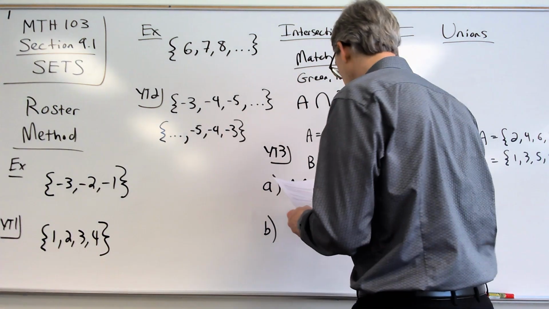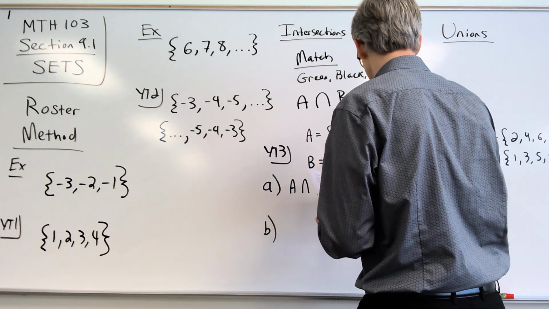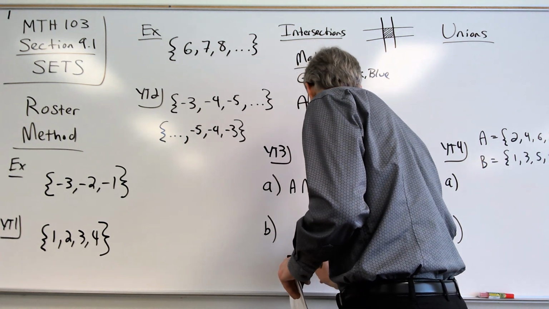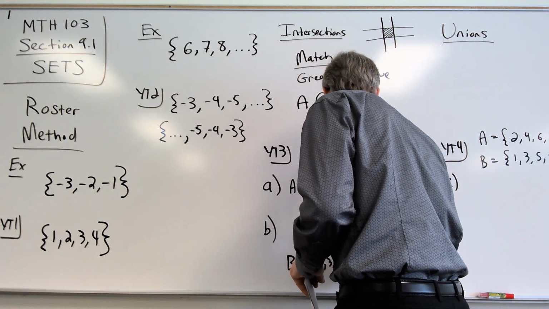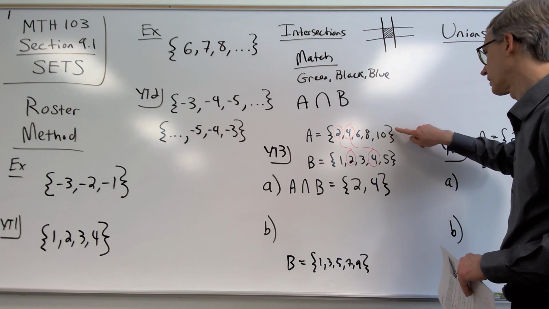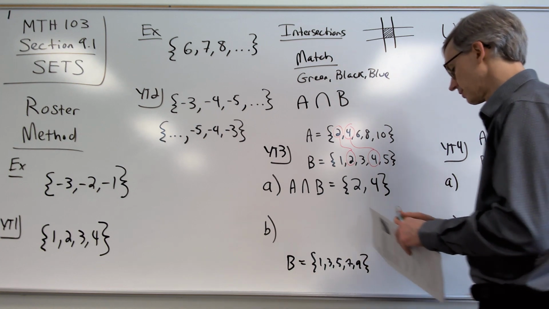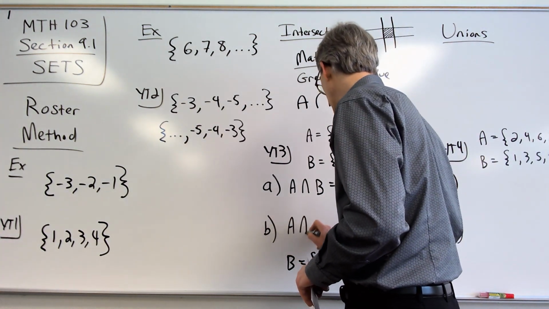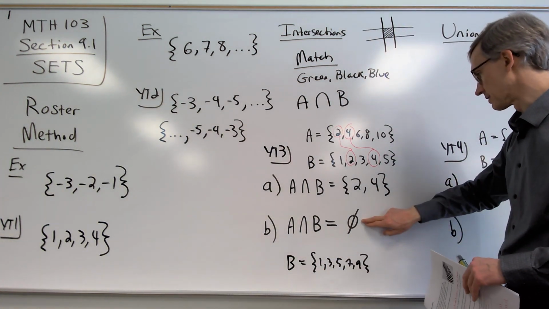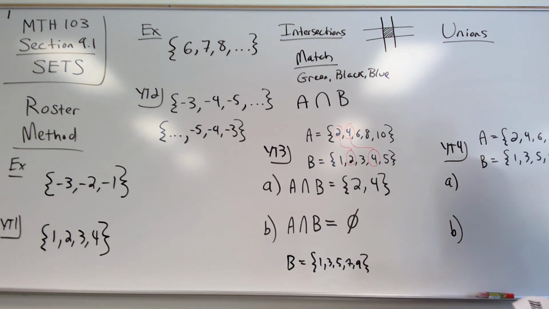Now for part B, we've got a different set here. We've got A is 2, 4, 6, 8, 10, but B is 1, 3, 5, 7, 9. Now if we look at A and B, we have no elements in common. So the intersection is empty. There are no elements in the intersection. And we have a special symbol for that. That's called the empty set. It's a 0 with a line through it. And that means the intersection of A and B is empty. There are no elements in common between A and B.